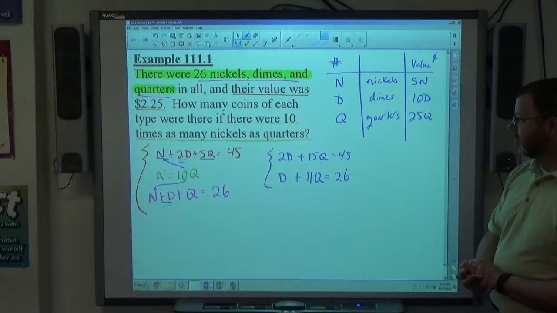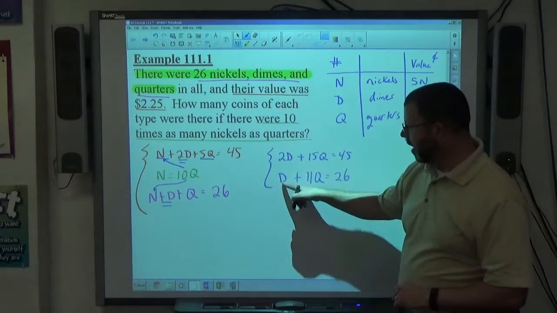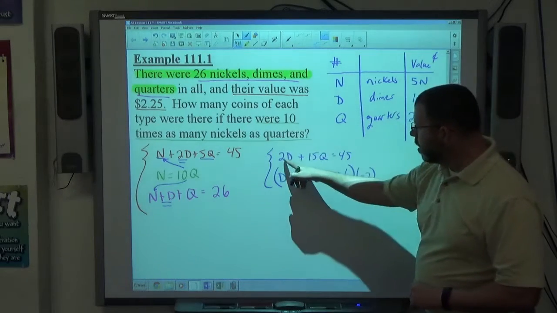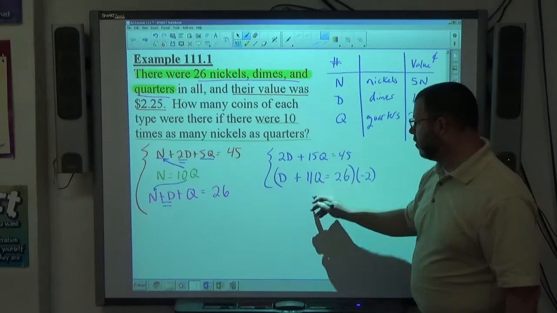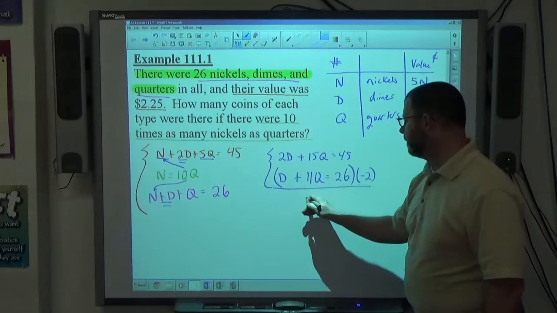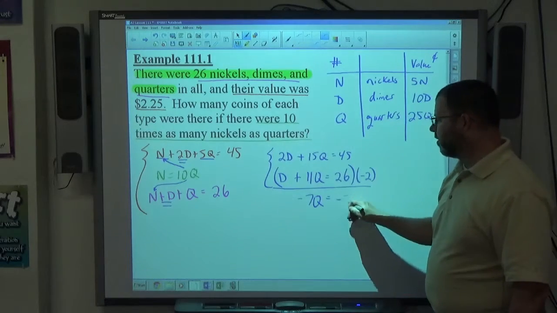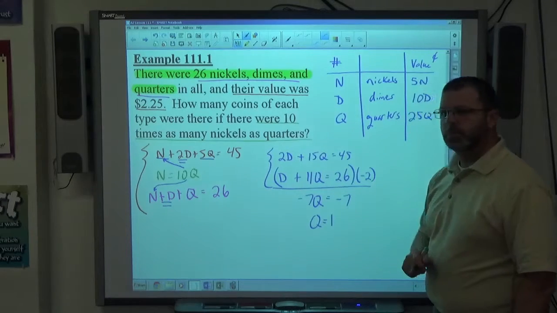Easiest way, in my opinion, to solve this is to multiply the bottom equation by negative 2. 2d minus 2d will cancel. 15q minus 22q makes negative 7q. 45 minus 52 is negative 7. We divide, we get q is equal to 1. So we have 1 quarter.